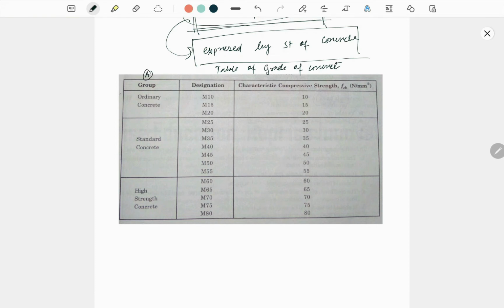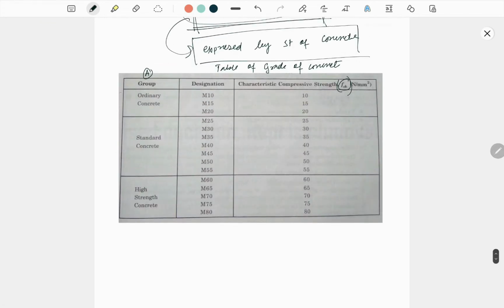Here it is group, this is designation, and this is the characteristic compressive strength, FCK. FCK is the universal symbol. First we have to understand what is characteristic compressive strength. If we understand this, then that will be much easier for you.